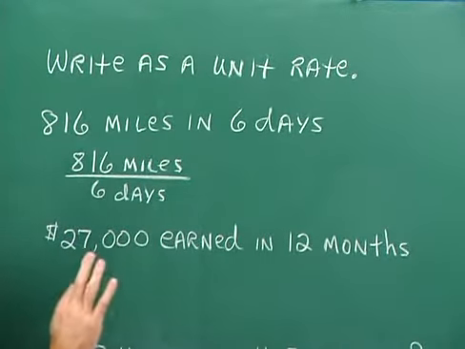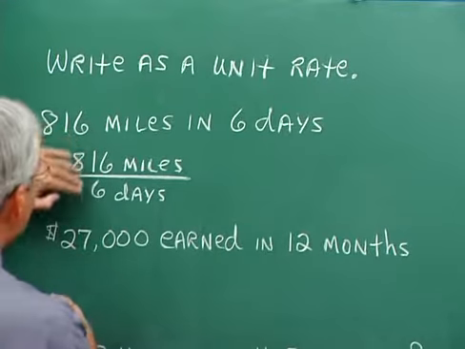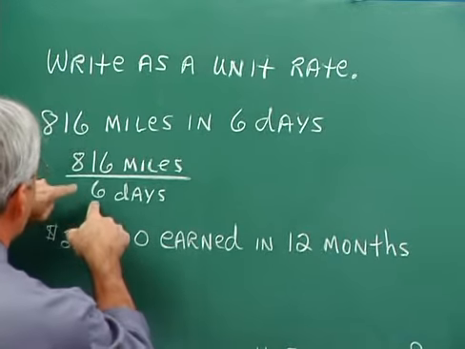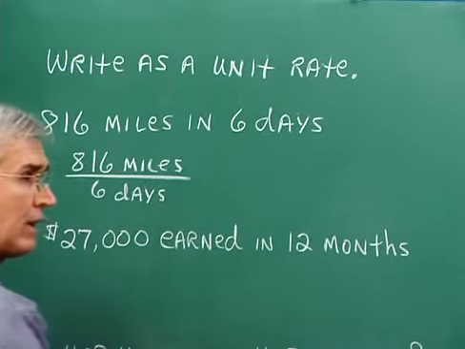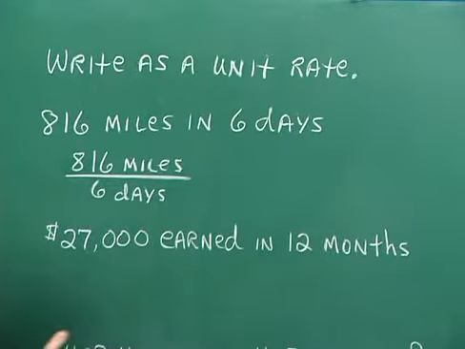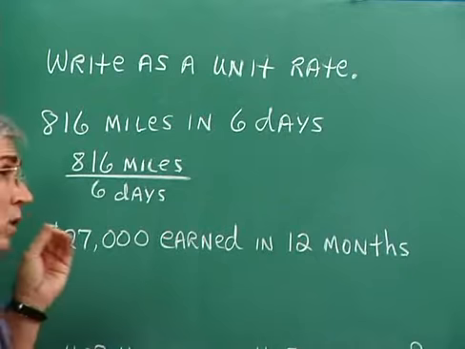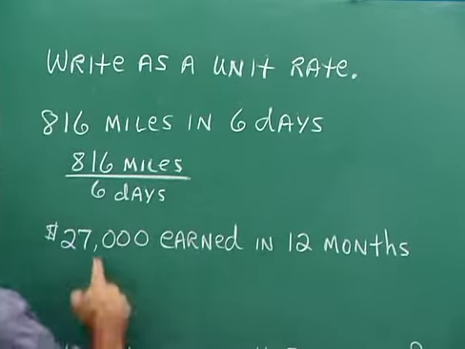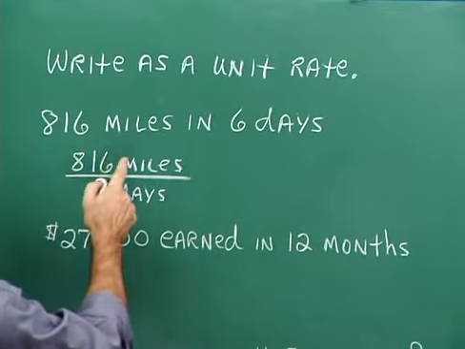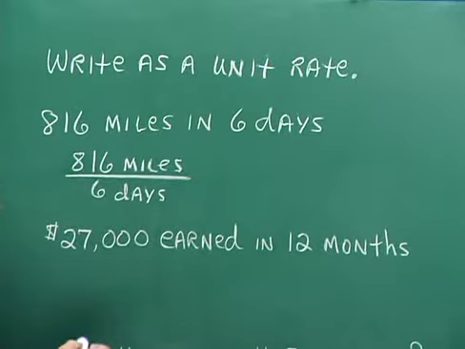Now, we would like to see a situation where we have a nice clean cancellation. That is, where the number in the denominator goes into the number in the numerator evenly. Now, that won't always happen, but that's one way to create a unit rate. And let's see if that happens here. Dividing 6 into 816, sure enough, it goes 136 times.